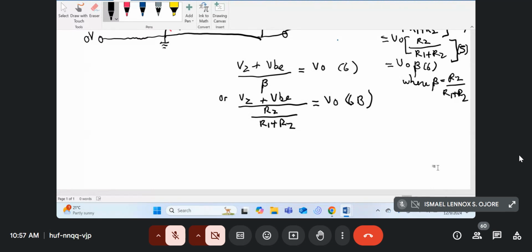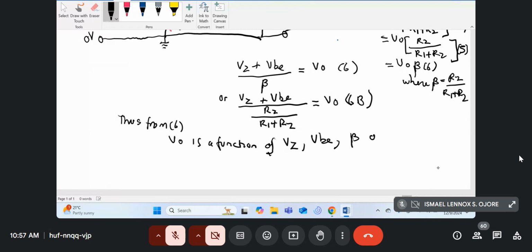So we can see that, thus from 6, V naught is a function of Vz, Vbe, and beta only, and not RL, or VI, the input VI, which is our unregulated input.